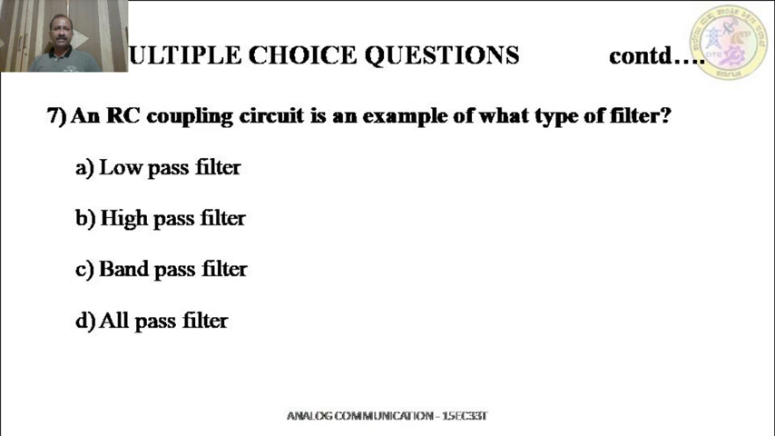Okay, seventh one. An RC coupling circuit is an example of what type of filter? Option A, low pass filter. B, high pass filter. C, band pass filter. D, all pass filter. Seventh one, an RC coupling circuit is an example of what type of filter? For this, the correct answer is high pass filter. That means it is going to pass the high frequency. RC coupling is going to pass high frequency compared to low frequency. So the answer is high pass filter.